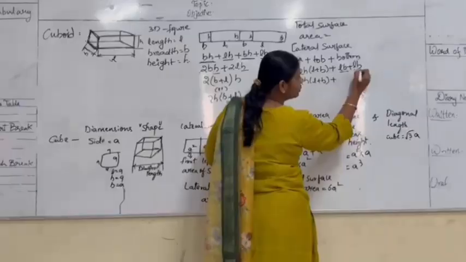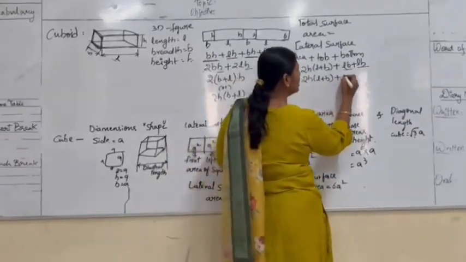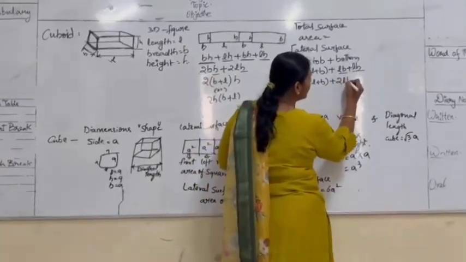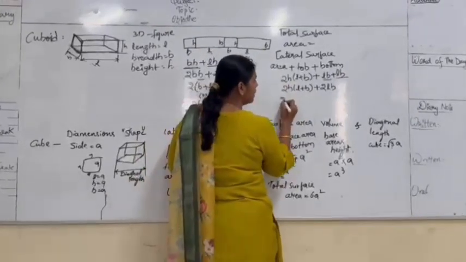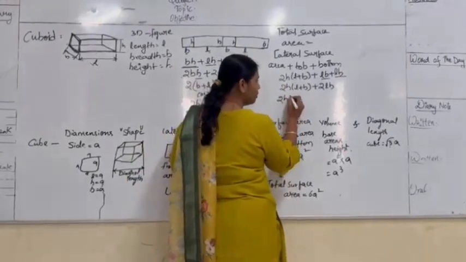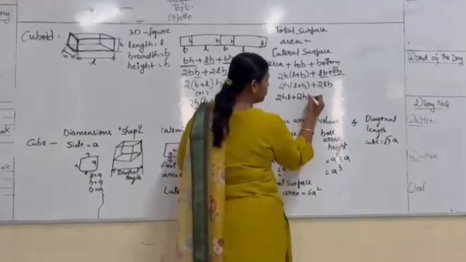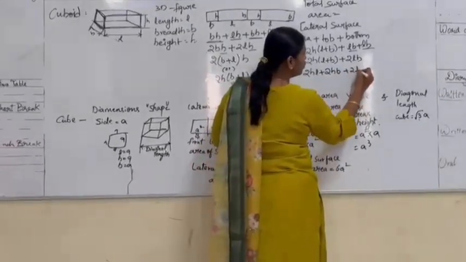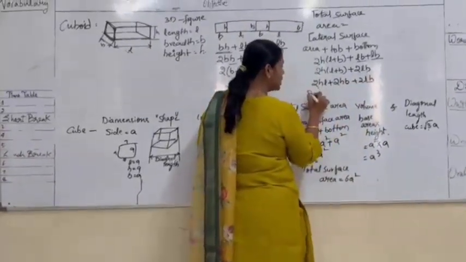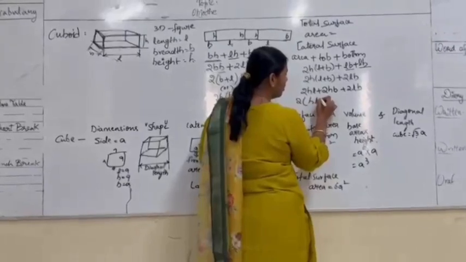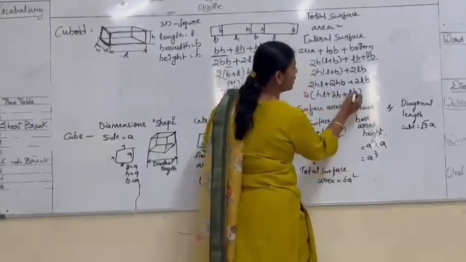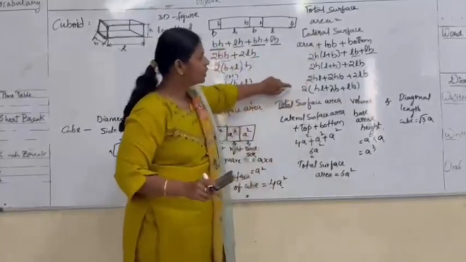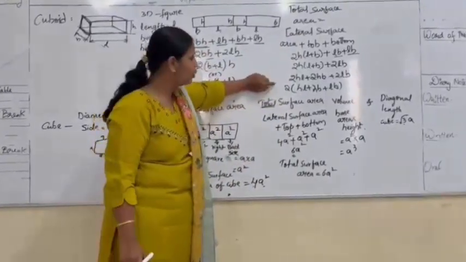Here it is also 2 length breadth. So I am getting 2 length into breadth. Now we can take separately 2HL plus 2HB plus 2LB. By taking 2 as common, 2 into HL plus HB plus LB. This is the total surface area of the cuboid.